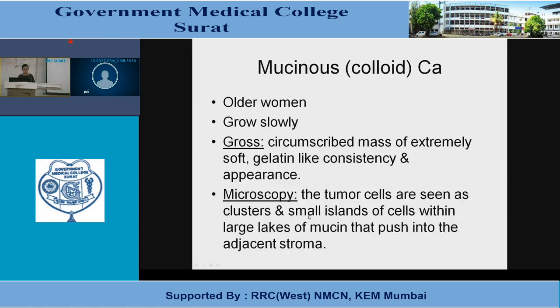Now mucinous, or colloid, carcinoma. Mucinous carcinoma is also known as colloid carcinoma because there is a large amount of extracellular mucin within these tumors, and that's why again these tumors are well circumscribed masses, and they have an excellent prognosis. These are usually seen in older women. They grow slowly. These are well circumscribed masses, of extremely soft gelatin-like consistency. Why? Because there is a large amount of extracellular mucin, and that's why they have a gelatin-like appearance in gross. Microscopically, the tumor cells are seen as clusters and small islands of cells within large lakes of mucin that push into the adjacent stroma.